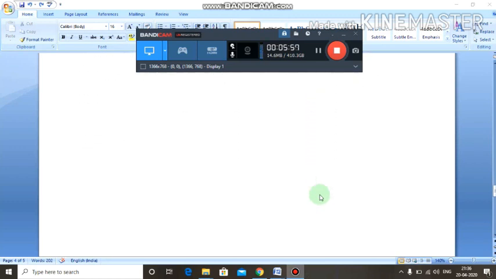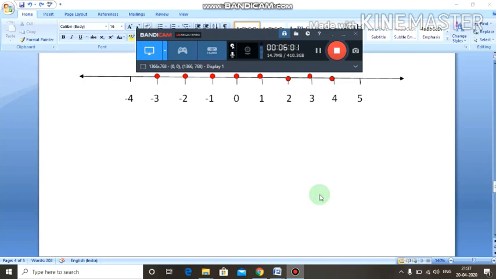Okay, this completes the solution. Hope all of you understand how to solve linear inequations. In my next class, I will discuss more problems and we will solve them.